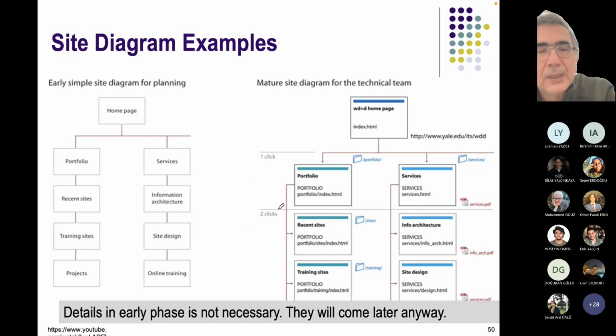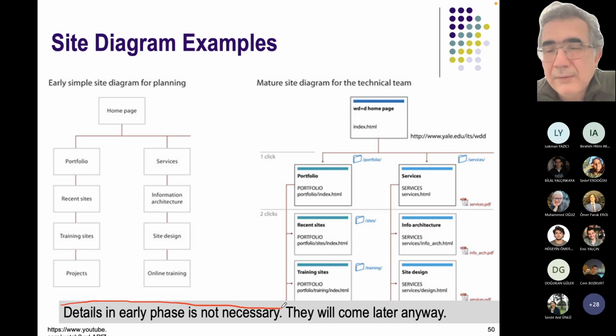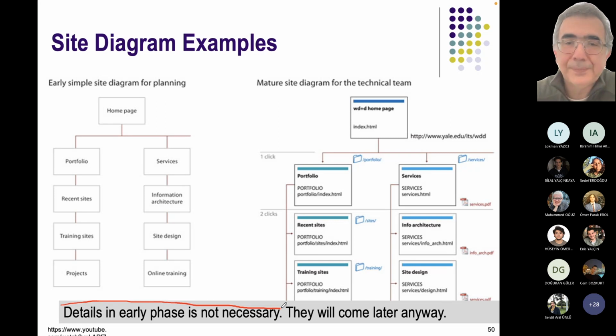So when a diagram is drawn, these are typical examples. Because in the early phase, details are not necessary. Details are later. So you need to design with organization of the information, not with the visual design. If you start doing visual design, original design and information organization will be left.